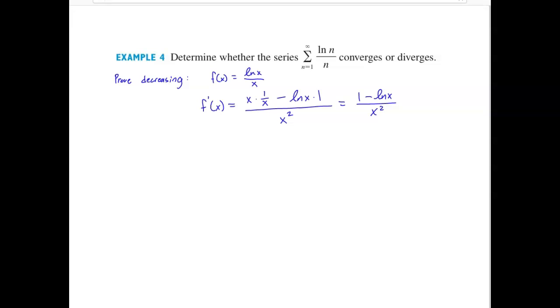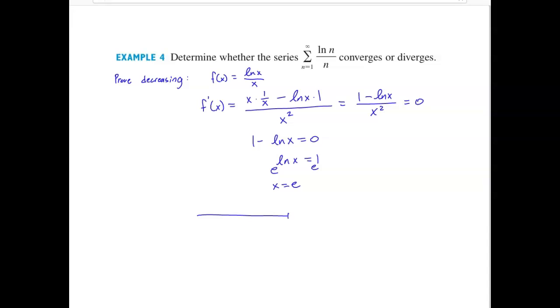Let's go ahead and set that equal to 0 and we'll solve. So you can multiply both sides by x squared. We get 1 minus natural log x equals 0. Natural log x equals 1. How do I solve that? Exponentiate both sides by e, we get x equals e.